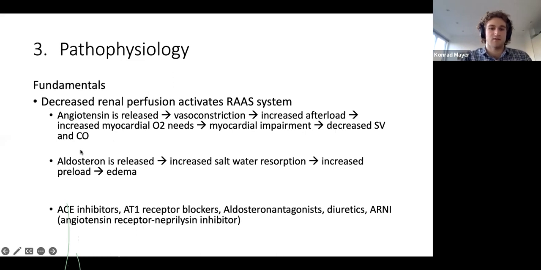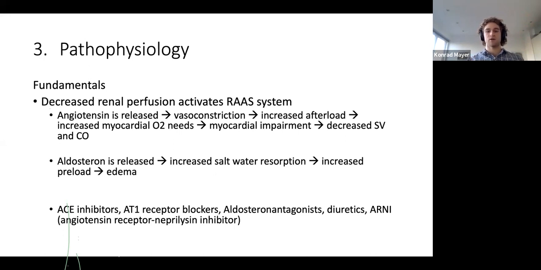The second thing that the RAS system and the kidneys do when they are hypoperfused is that aldosterone is released as a result of angiotensin within the RAS system. Aldosterone increases salt water resorption. This is good in the beginning because heart failure, again, means we have insufficient supply of the periphery. By increasing blood volume, it's like hacking the system. We're just making more blood, so it's easier to put blood everywhere if we have more of it.